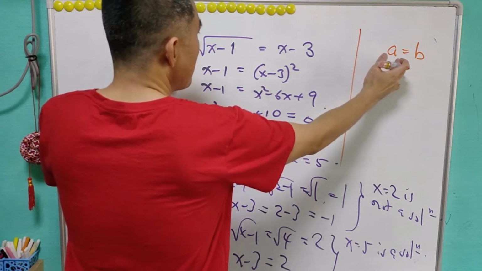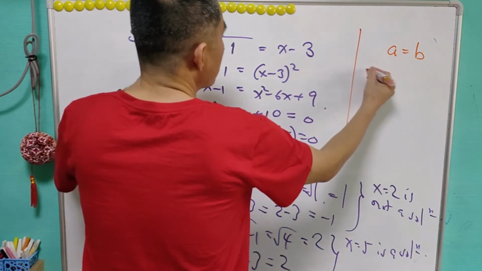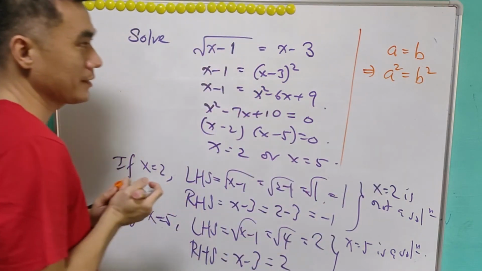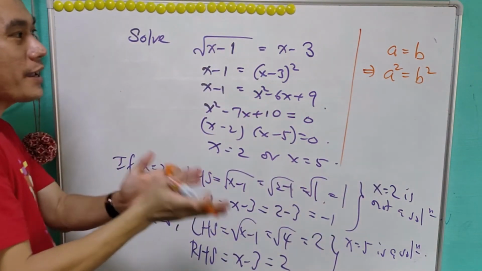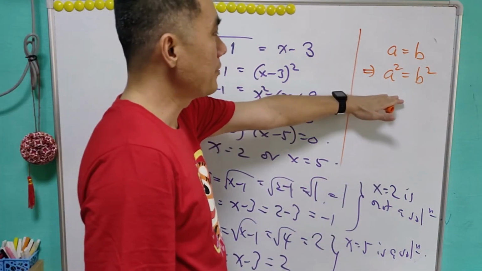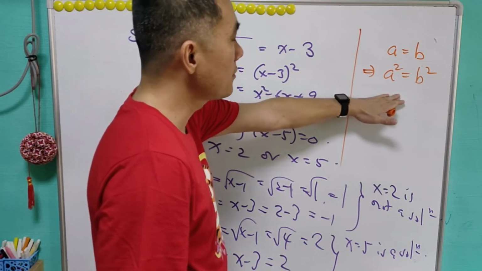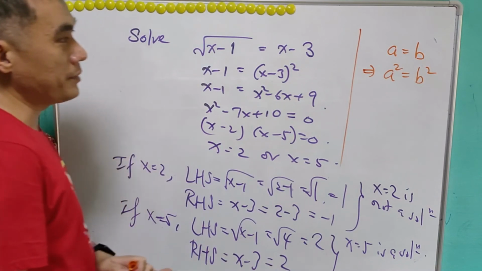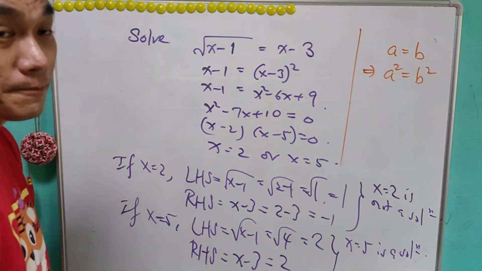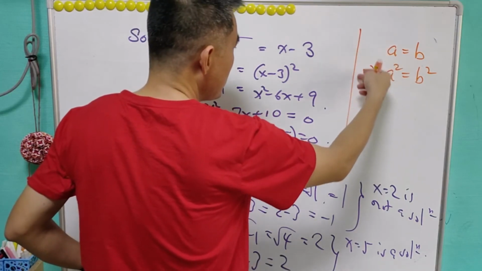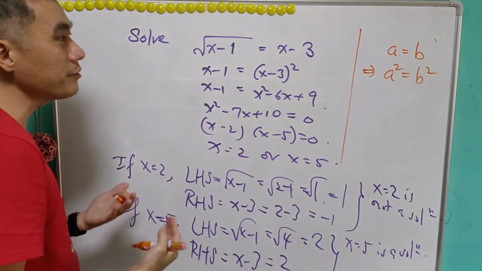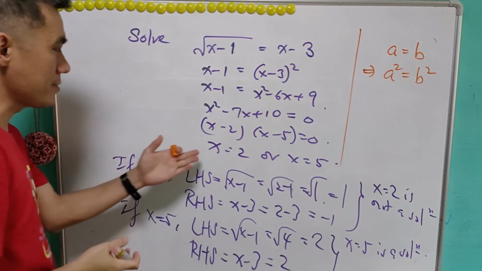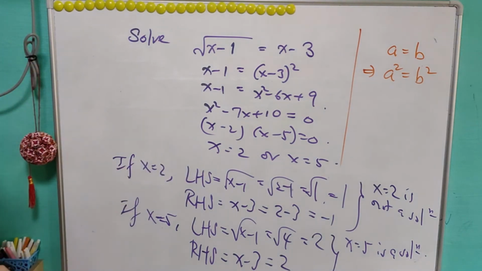So in this case, from a equals b, we square both sides, and we have a squared equals b squared. Note that a equals b implies a squared equals b squared. However, a squared equals b squared does not necessarily imply a equals b. It may also be a equals negative b. So using this process, we may have some extra unnecessary solutions. And this is an example.